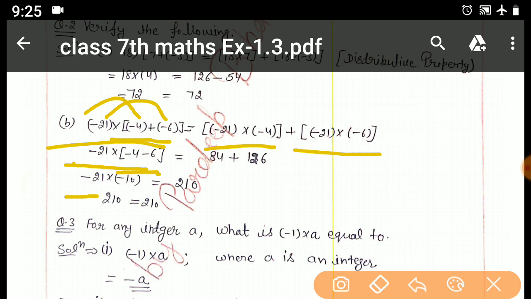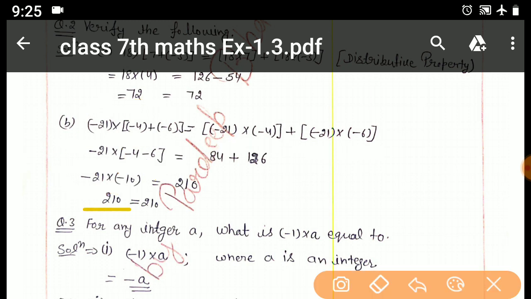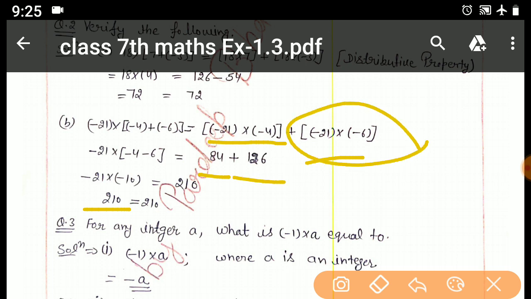Now minus 4 plus minus 6 is minus 10, and minus 21 and minus 10 are both negative integers, that's why their product will be positive. So 21 times 10 will give us 210. Now 21 multiplied by 4 will give us 84, and both are negative, so their product will be positive. Now 21 and 6 will give us 126, and these both are negative integers, so their product will be positive. And the sum of 84 and 126 is 210. Okay, that's why the right hand side is equal to the left hand side.